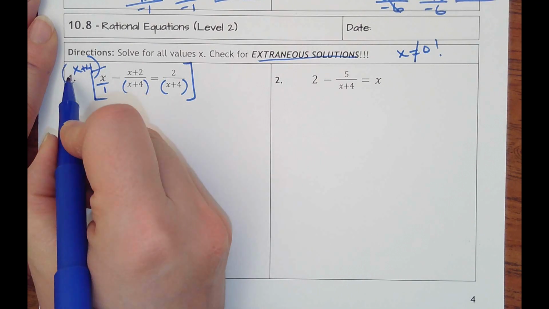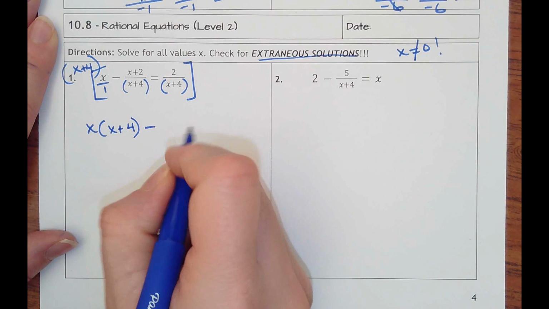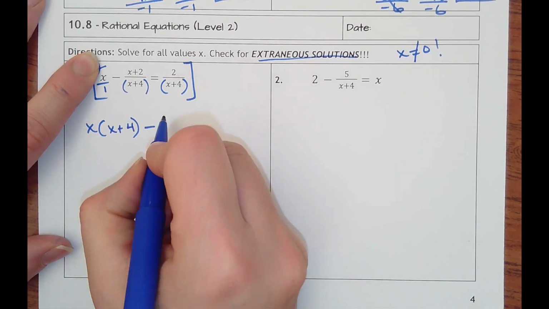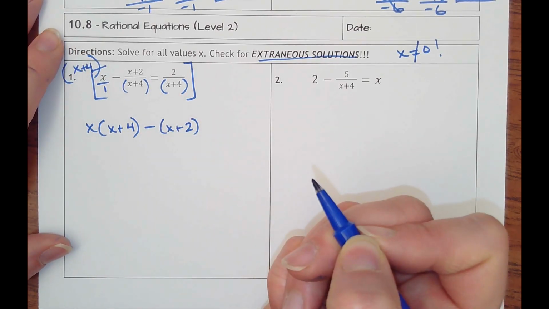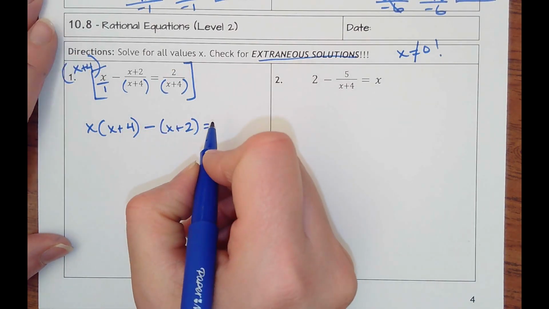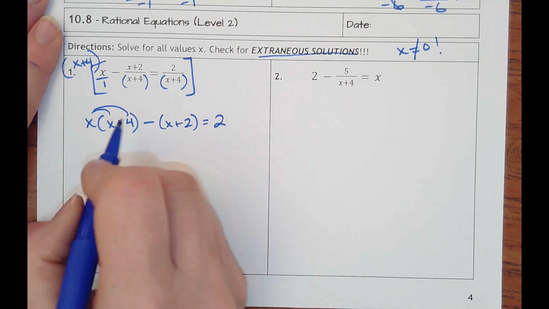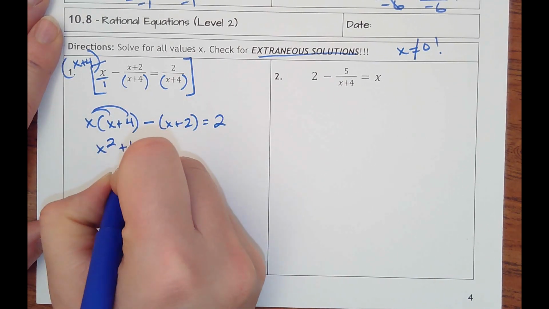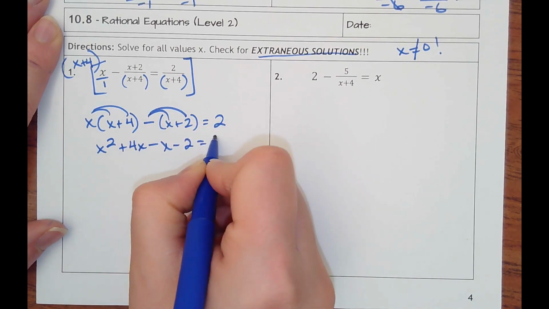And so this would be x times x plus 4 minus, I'm going to go ahead and start seeing that these cancel out. So then I just have the x plus 2. You have to make sure to put parentheses around that because that negative is going to get distributed to both terms. And then again, my x plus 4s are going to cancel, so I get 2. Okay, then I distribute, so that would be an x squared. I've created a quadratic. X times 4 is 4x minus x minus 2 equals 2.